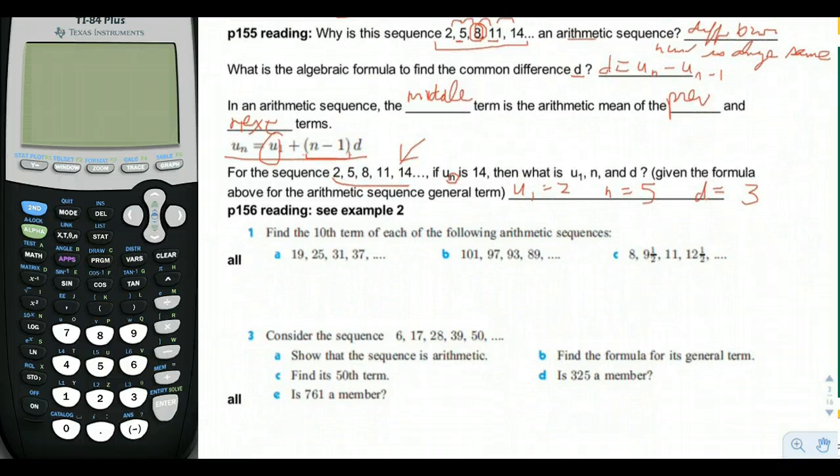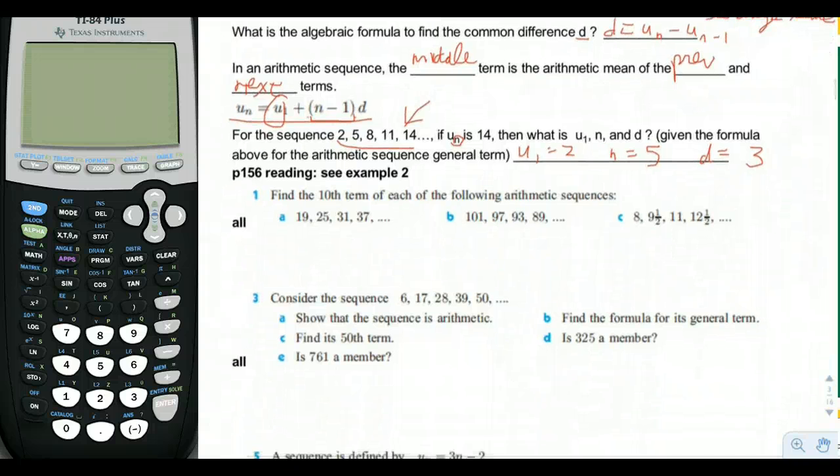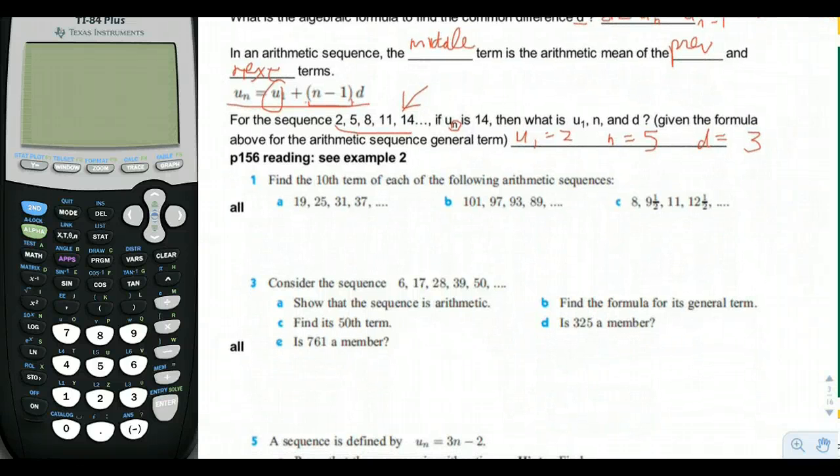Okay, now the page 156 reading, Example 2. That's to give you a little bit of guidance here. Number 1, find the 10th term of each of the following arithmetic sequences. Okay, so now we don't have to do a lot of work figuring out the 5th term, the 6th term, the 7th term.